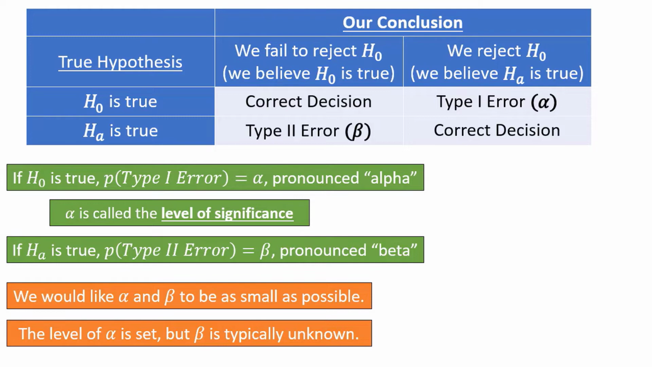So why can we know alpha but not beta? It's because alpha depends on the null hypothesis being true, and the null hypothesis always contains equality, such as mu equals 10. The equality portion of the null hypothesis tells us an assumed value of the parameter, which is needed in order to set alpha, the probability of a type 1 error.